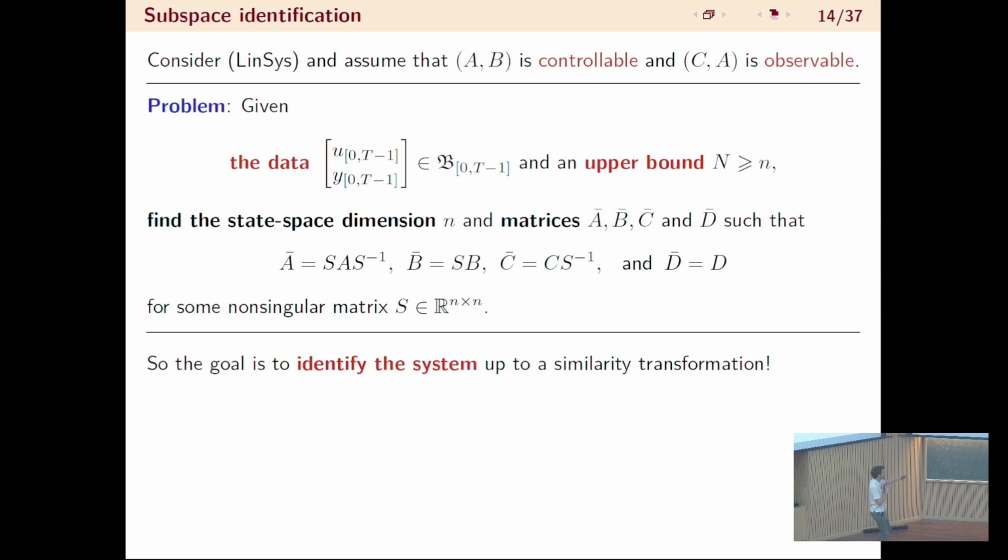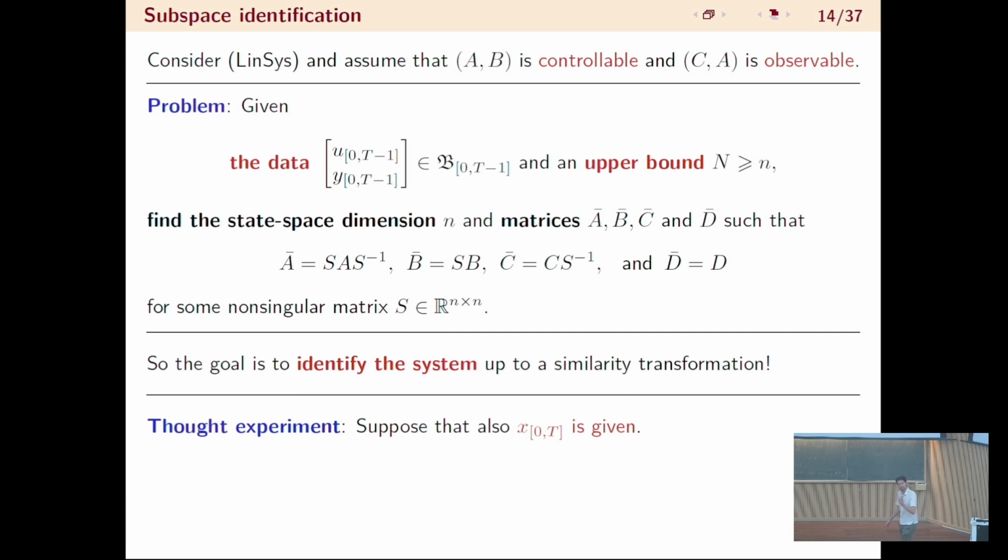So this is what I said. The goal is to identify the system up to this similarity transformation, so up to this non-singular matrix S that is relating the original system and the bar system. Okay, how to solve that problem? Well, Moonen and others came up with a very nice idea, but I want to start with a simple thought experiment, if you allow me.